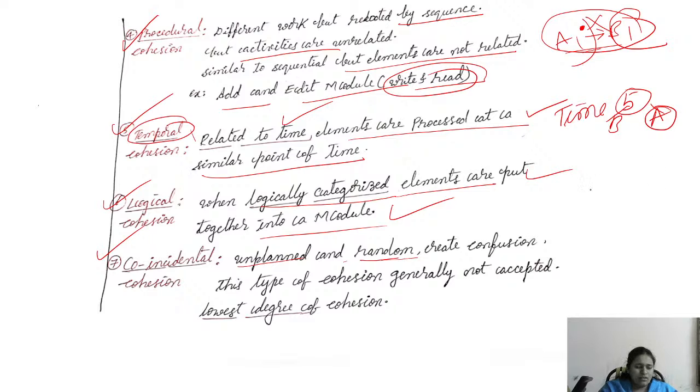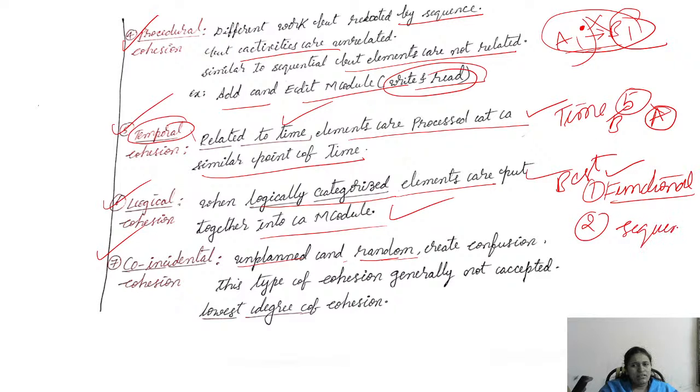Okay, please do revision. First one is functional cohesion. This is the best cohesion, right? Because the elements in this cohesion are doing a well-defined work and working as a team. That's why functional cohesion is the best cohesion. Next one is sequential cohesion. That means one output is working as an input to another element.